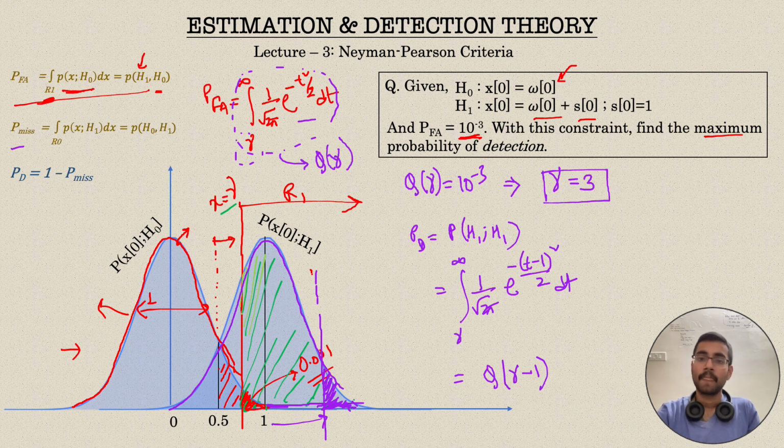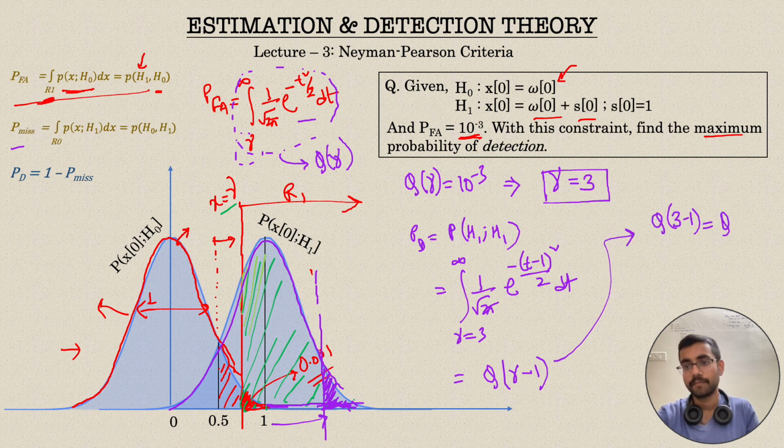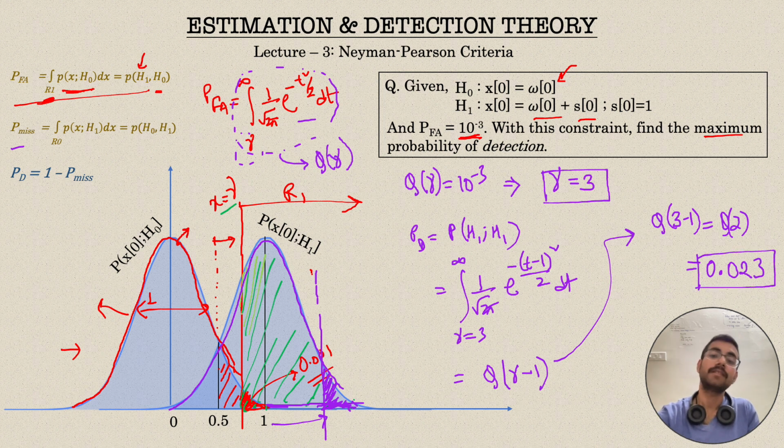Now gamma was equal to 3. This is what we have found. So Q of gamma minus 1 is equal to Q of 2. If you take out the table and check the value of Q of 2, it will come out to be somewhat 0.023. That means the probability of detection given this threshold is 2.3%. Okay, so this is very low. I mean, only 23 cases you would be able to detect properly if there are 1000 transmissions. So this is exactly what we don't want.